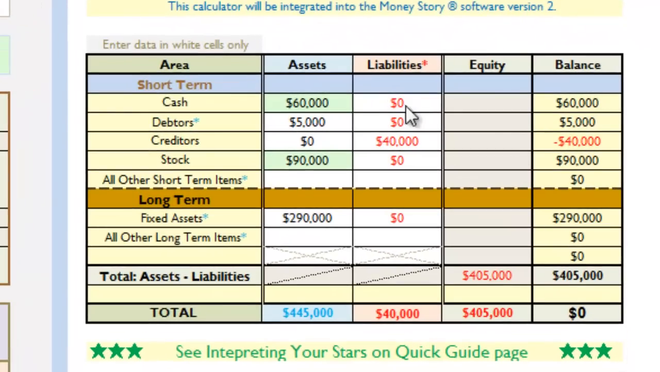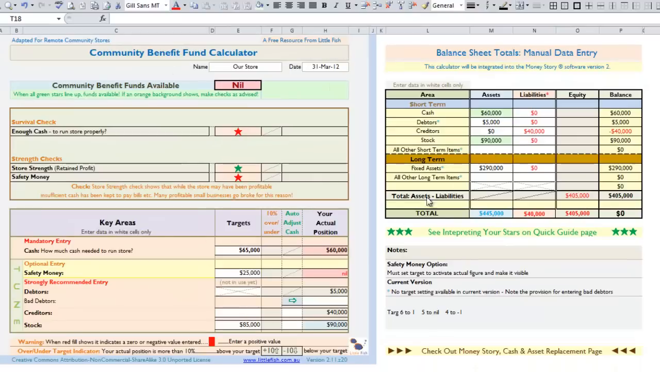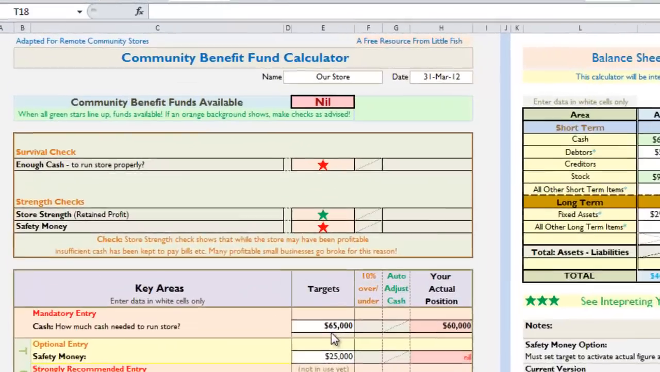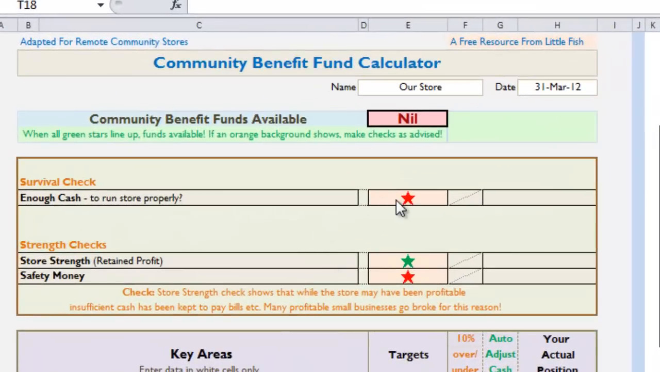In this fifth test, we've changed cash to 60,000, and we've increased stock a little bit to 90,000. And you can see that we have no safety money left. We're short of cash. And the calculator shows you very, very quickly, not enough cash.